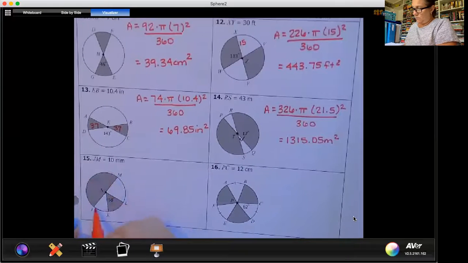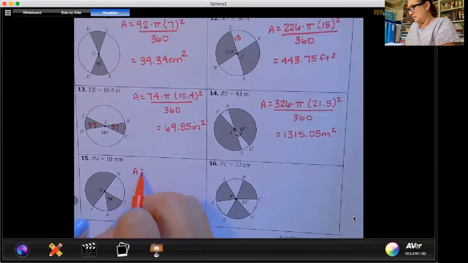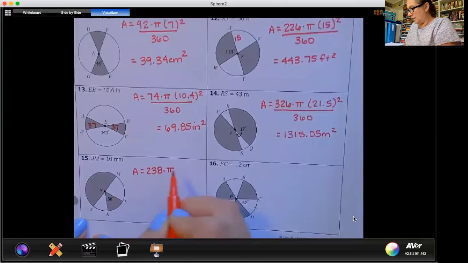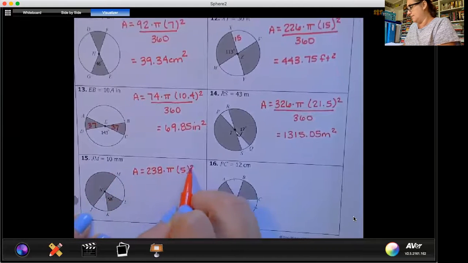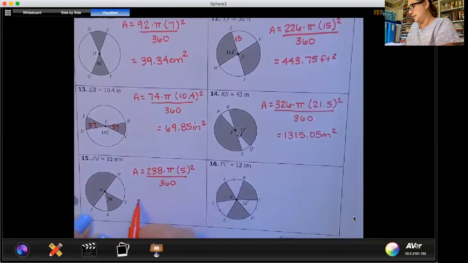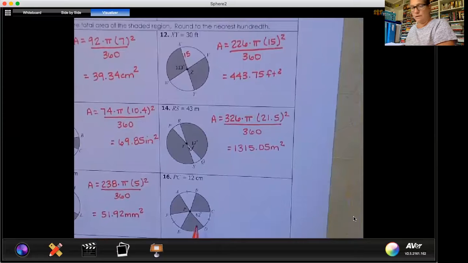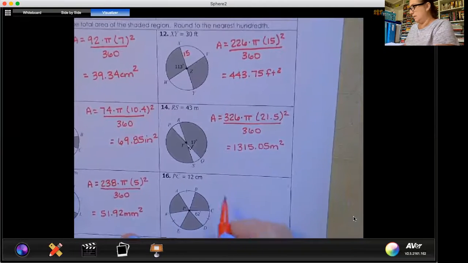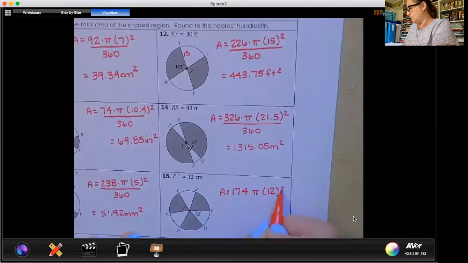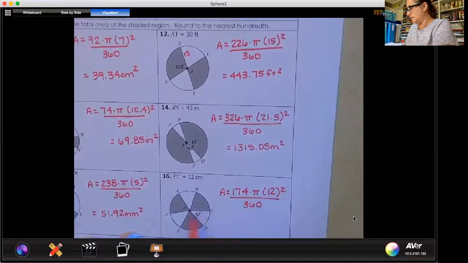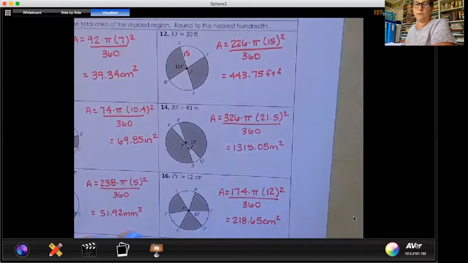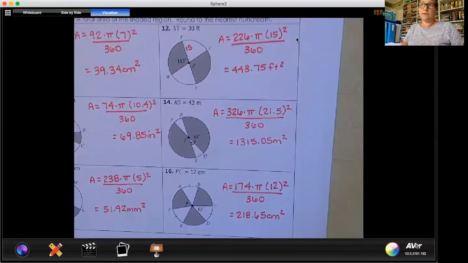You have a semicircle, so 180 plus 58 is 238 times pi. JM is 10, so your radius is 5 squared over 360. It's 51.92 millimeters squared. And you have, they're all the same. So 360 minus 3 times 62 is 174, and that is your shaded area, times 12 squared over 360, because PC is a radius, which is 218.65 centimeters squared.